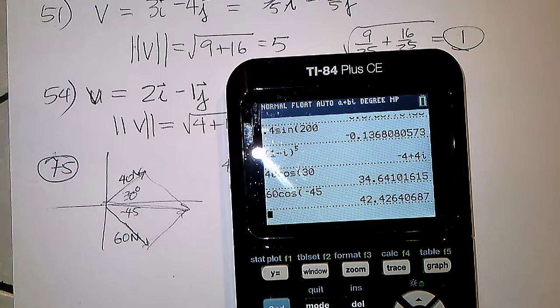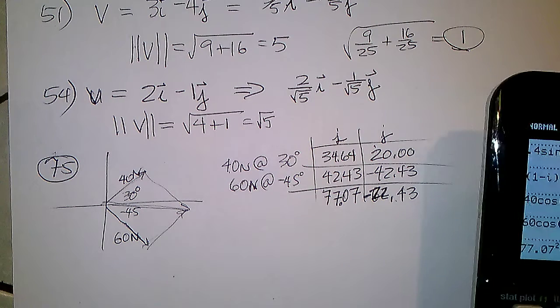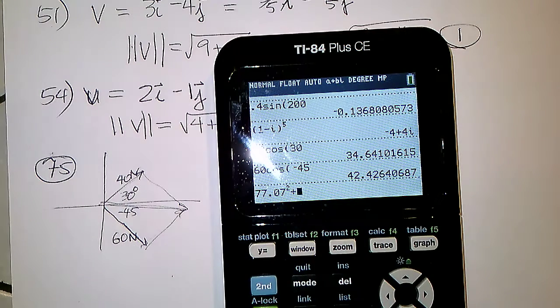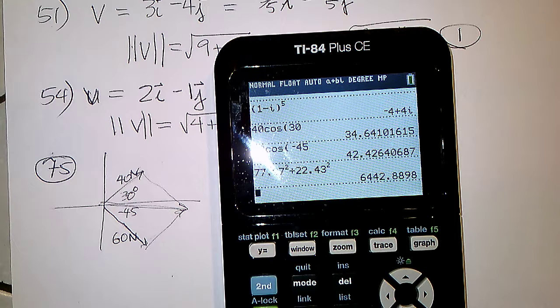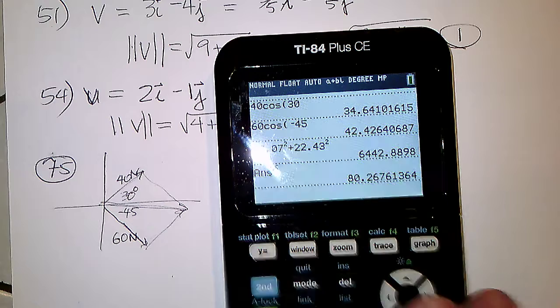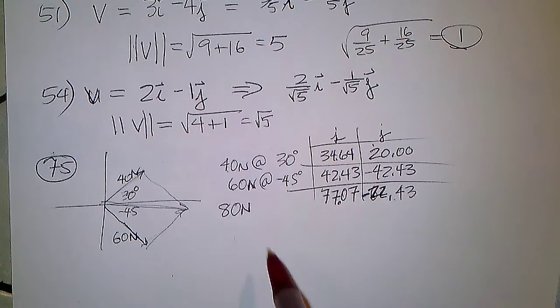So I've got to go 77.07 squared plus, and I don't care about the minus, 22.43, not further squaring, 22.43 squared. Take the square root, and I got 80 Newtons of force.